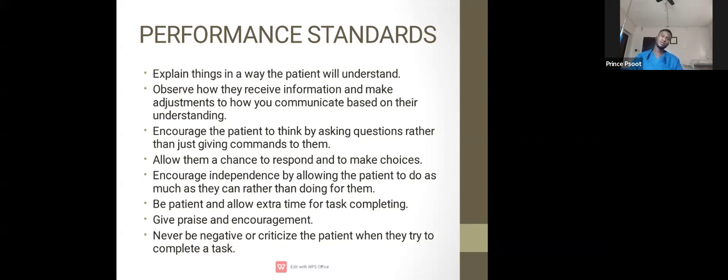Always compensate them when they do a little thing, and praise them for it. Every little effort deserves appraisal. So you praise them, you encourage them, and you applaud them for the little they've done. Never be negative or criticize the patient when they are trying to complete the task.